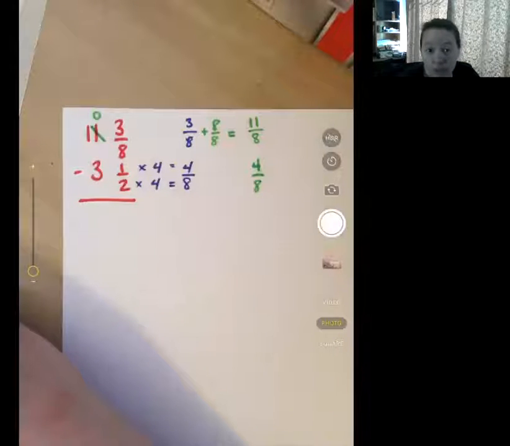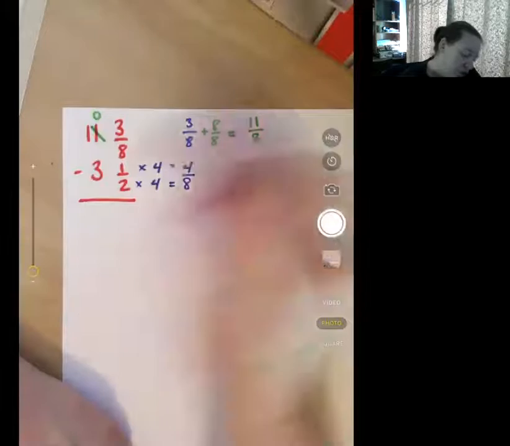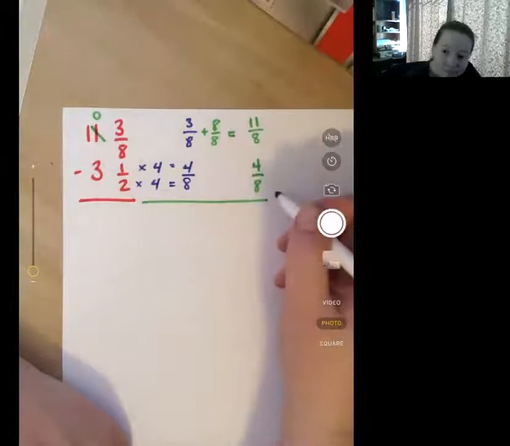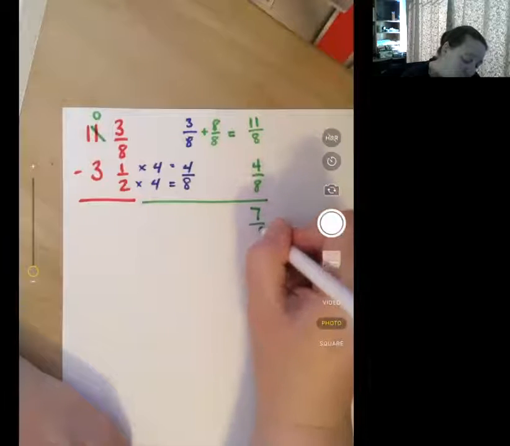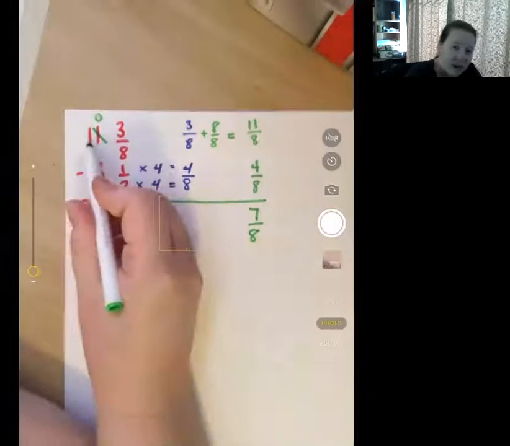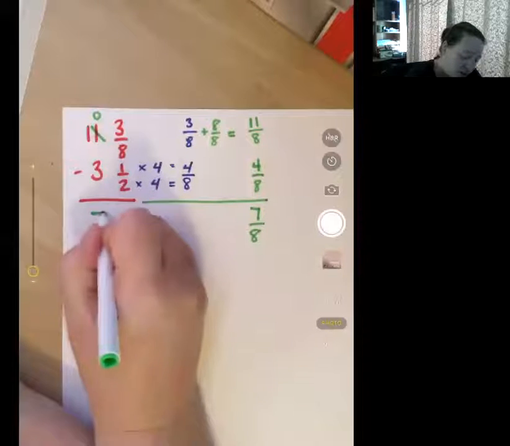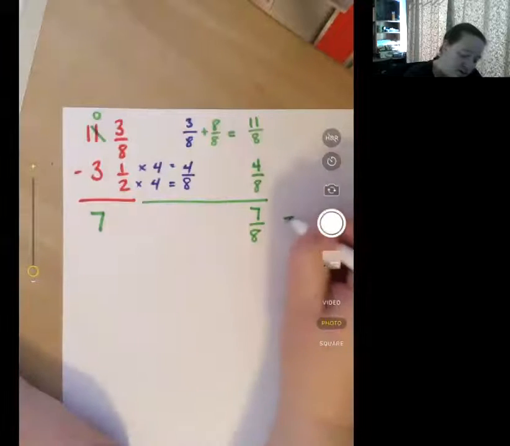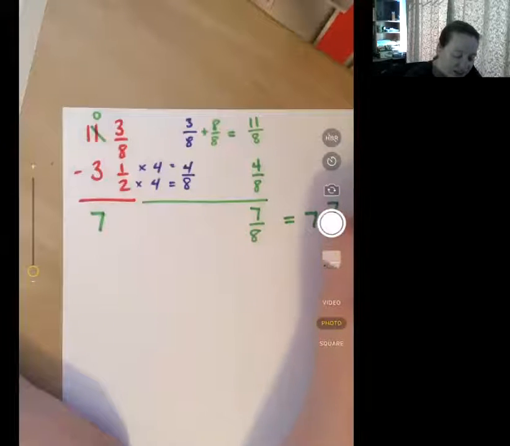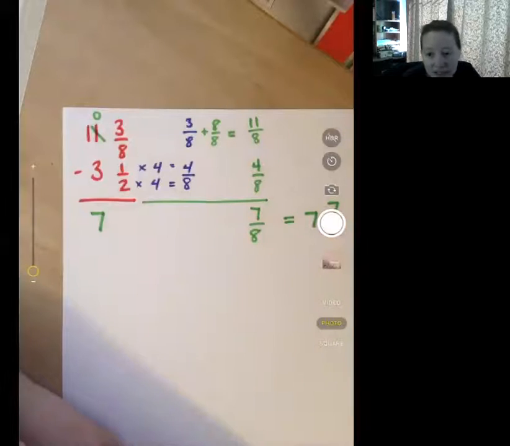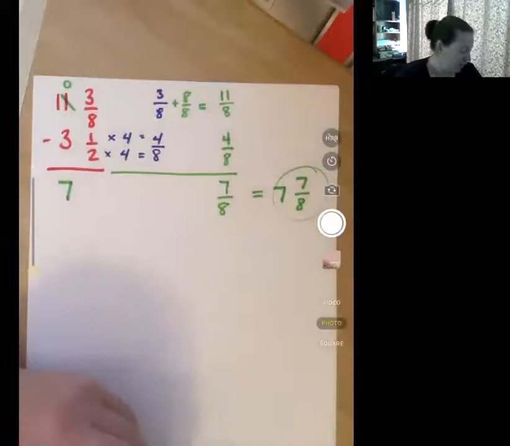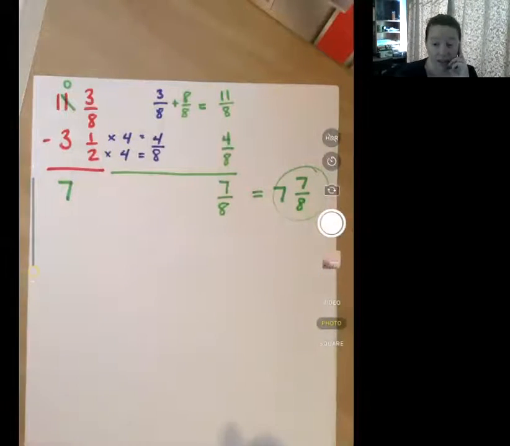Now I can subtract both sides. I can do 11 minus 4, which ends up being a 7/8. And I can subtract 10 minus 3, which ends up being a 7. When I put it all together, it is 7 7/8 of a mile left. 7 7/8 miles left, I suppose. Okay? And that is that.